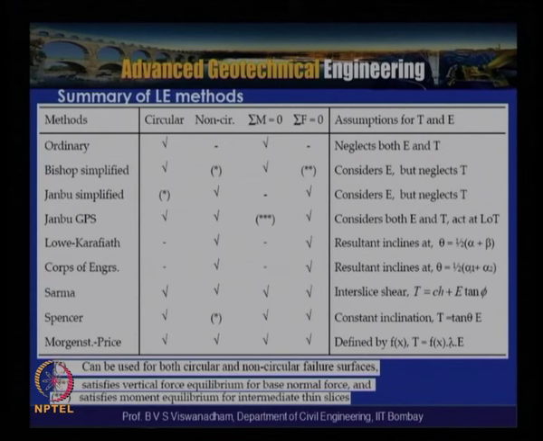In the case of Bishop's simplified method, it is for circular failure surfaces, and whereas moment equilibrium is satisfied, it considers E, that is the normal force perpendicular to the vertical surface of the slice, on both sides of a slice, but neglects the tangential forces. The tangential forces are assumed to be 0.